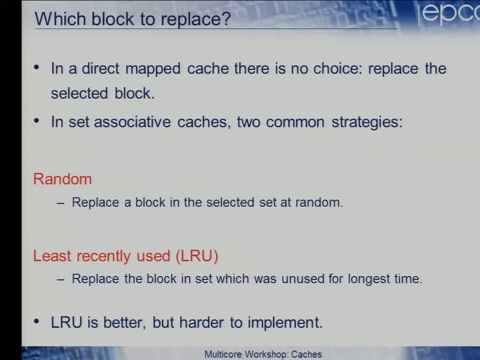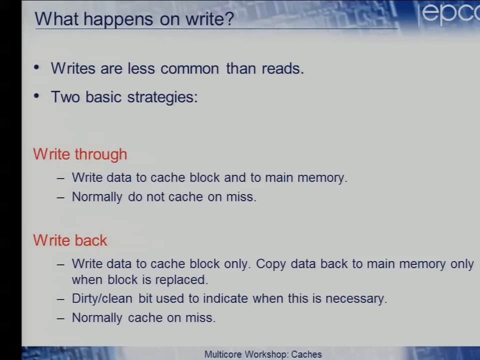We know that we write much less than we read. A equals B plus C has got two reads and one write. Or if you're doing A is B[i] plus C[i] of an array, you've got millions of reads and only one write for the scalar. So we don't write that much, but you do have to write stuff out. So there are two basic strategies.